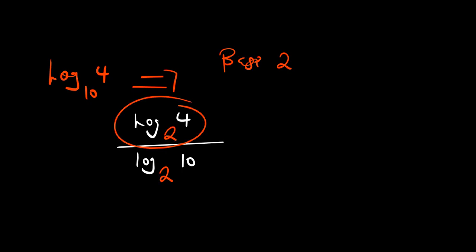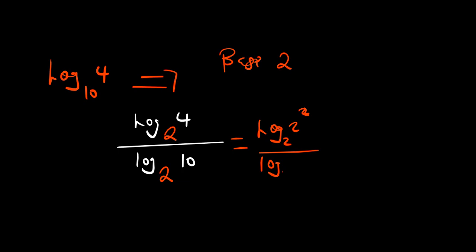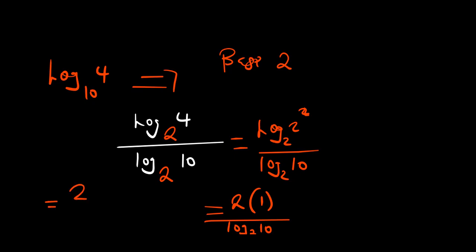Now I can simplify what is on top. When I simplify, I'm going to have log base 2 of 4, which is the same as 2 to the power 2, over log base 2 of 10. What am I going to have on top? We said when you have a power, the power drops, so I'm going to have 2 multiplying log base 2 of 2. We said this just gives us a 1, so I'm going to put a 1 here over log base 2 of 10. Therefore my final answer will be 2 over log base 2 of 10.